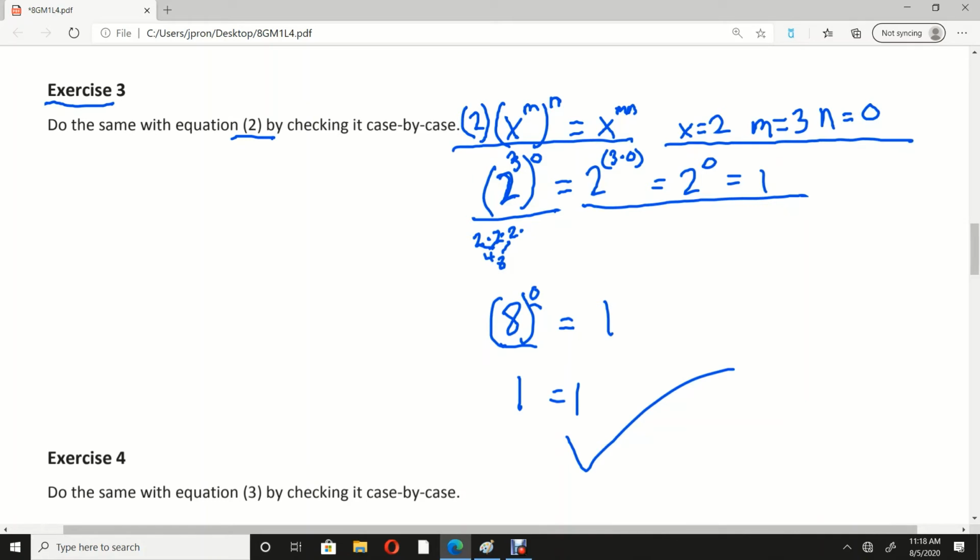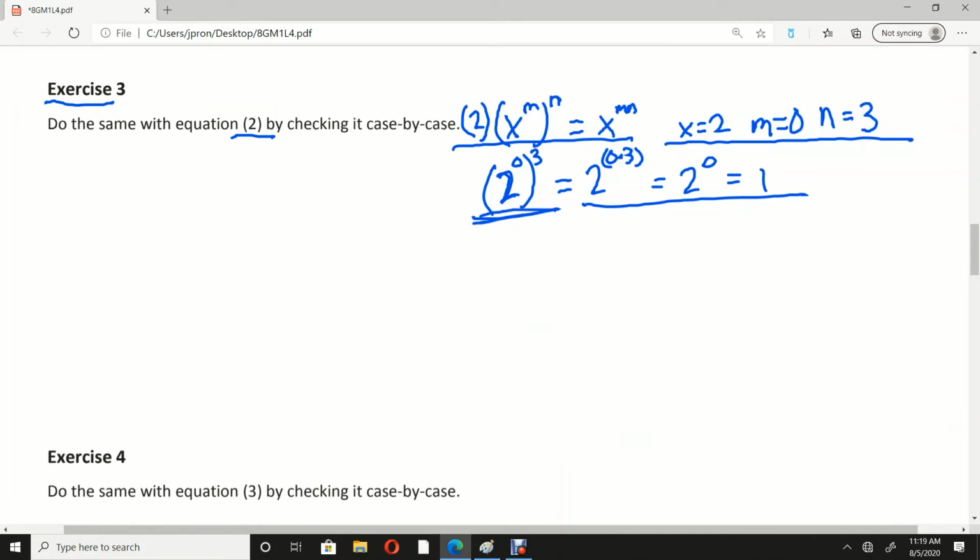Now let's try it in reverse. Let's now replace m with 0 and let's make n equal 3, for example. So I changed this problem around a little bit to reflect these rules that we're using right here. Our base is still 2, only this time we're raising it to the 0th power first and then to the third power on the outside of the parentheses. So what I'm suggesting is that equals 2 to the 0 times 3 power, or 2 to the 0, anything times 0 is 0. So we have 2 to the 0 power, which should equal 1.